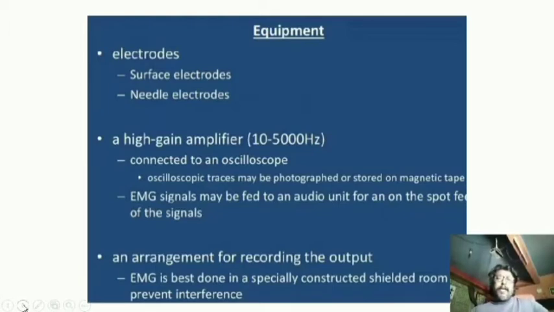Here we have a high gain amplifier, and the range of the high gain amplifier is from 10 to 5000 hertz, as it has been mentioned in the slide itself. And once the amplification is done, it can be either recorded or displayed on an oscilloscope. And I hope you remember the basic block diagram which we discussed in the class for any biomedical setup.